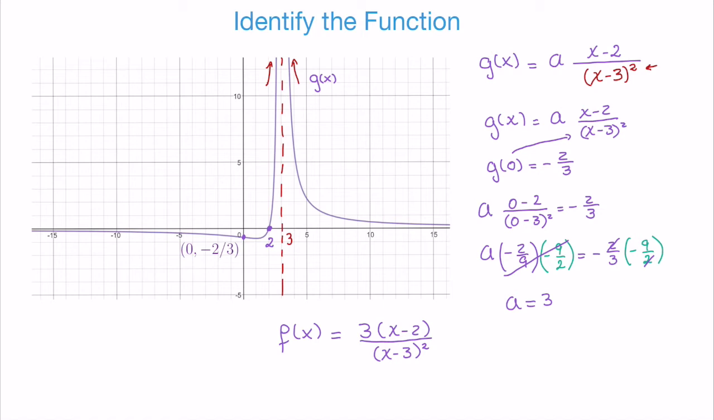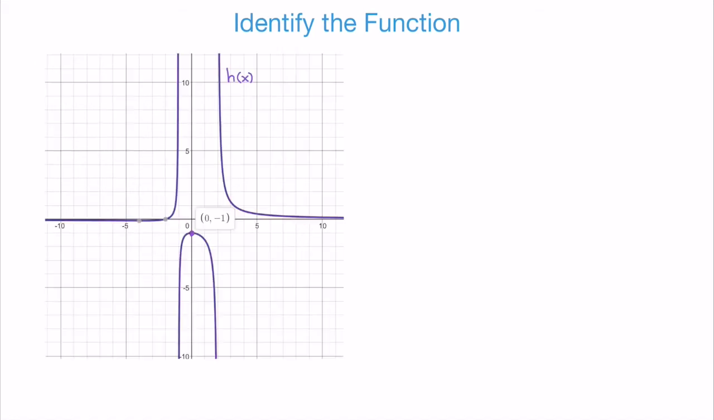It is a good idea to check our horizontal asymptote. The horizontal asymptote for this graph is here, it is y equals 0, the x-axis. Does our equation have the same horizontal asymptote? Yes, the degree of the denominator is bigger than the degree of the numerator, so everything makes sense.